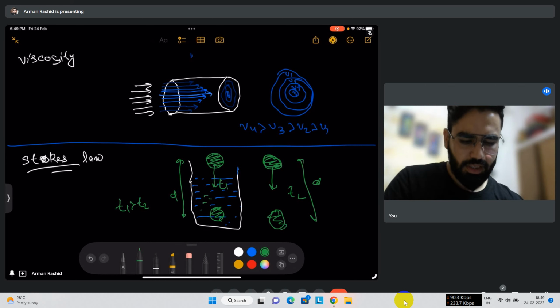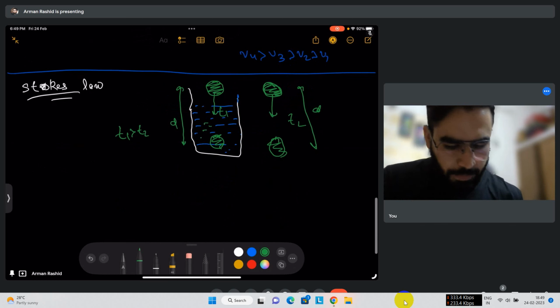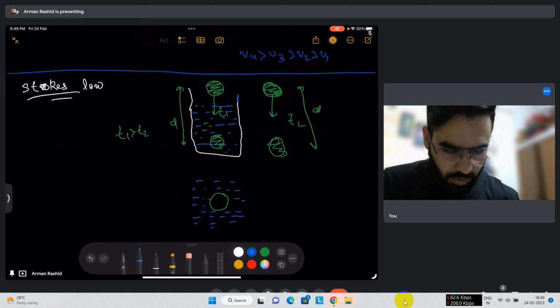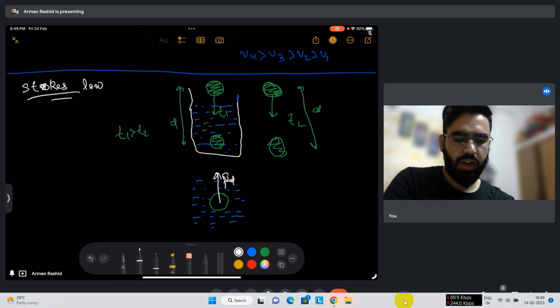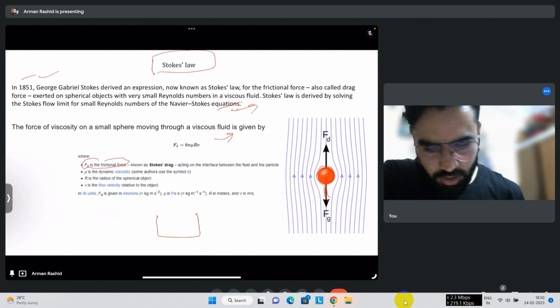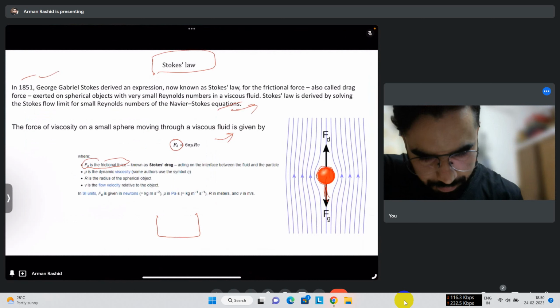Because once this ball is put in a liquid, it faces an upward drag force. This is called viscous drag. This drag force does not allow it to fall as fast as in free air or vacuum. So this is called FD, the Stokes drag, and eta is called the viscosity.